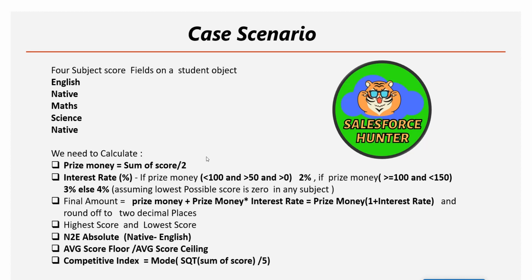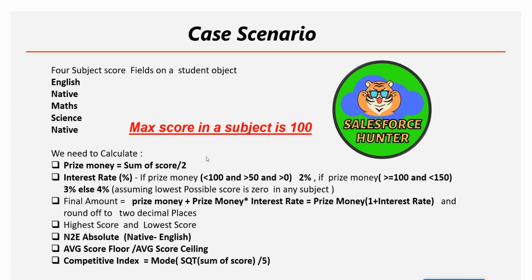The interest rate comes with a strategy. If the prize money the student gets is greater than 50 and less than 100, that is between 50 and 100, they would give them an interest rate of 2%. If the prize money is greater than or equal to 100 and less than 150, they will give them an interest rate of 3%. Else, that is greater than 150 and less than or equal to 200, they will give them 4% interest. Okay, why am I saying 200?